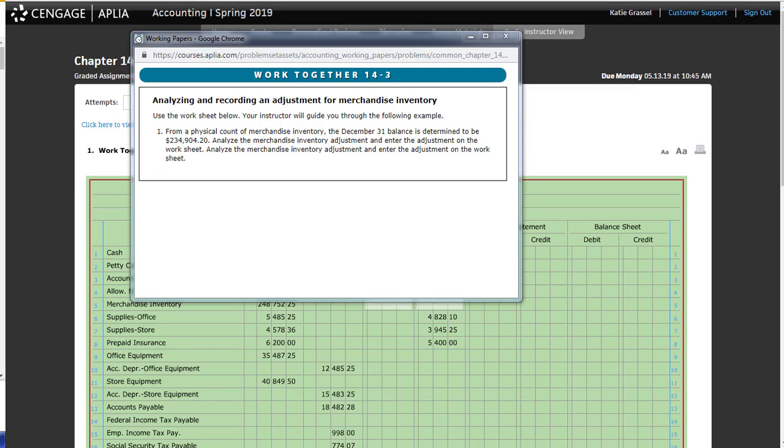When I buy merchandise, if I pay cash for merchandise, I credit cash and I debit purchases. Purchases is a cost account.